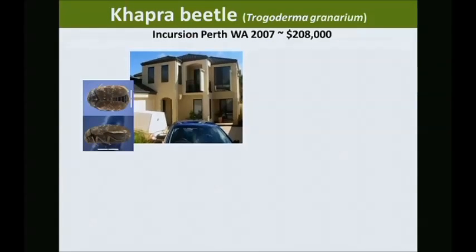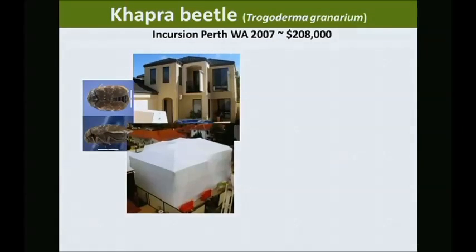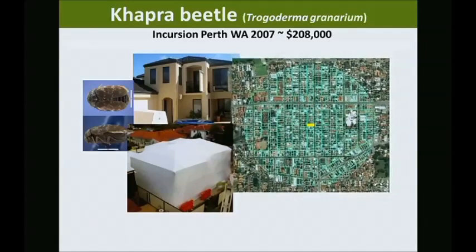Okay, so what happened in Perth? Well, it was an incredibly small incursion, but it cost $200,000. And in fact, the incursion was found in the rented property of this family that had just come from Scotland.